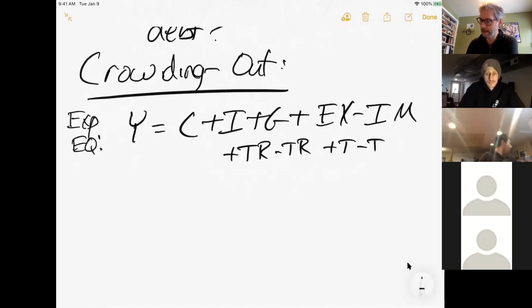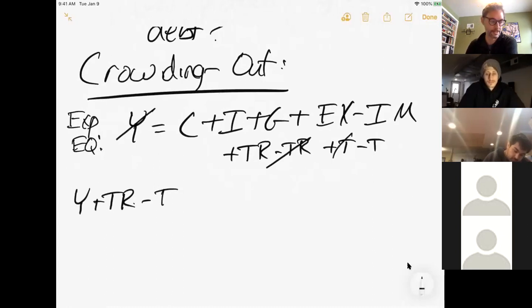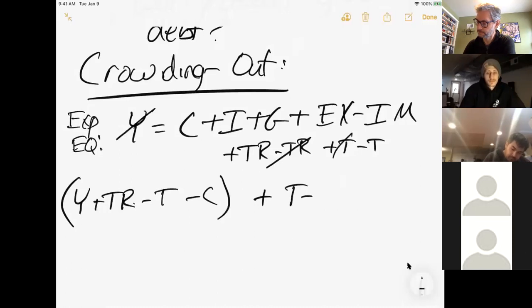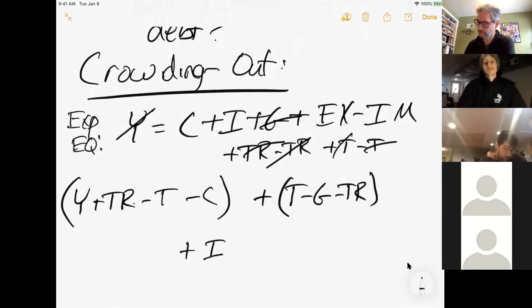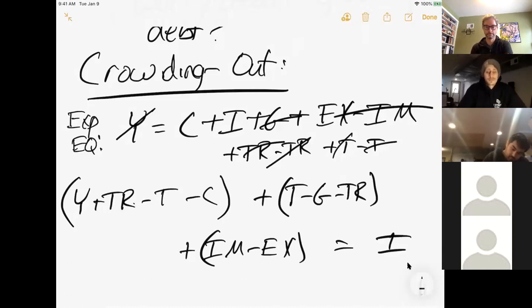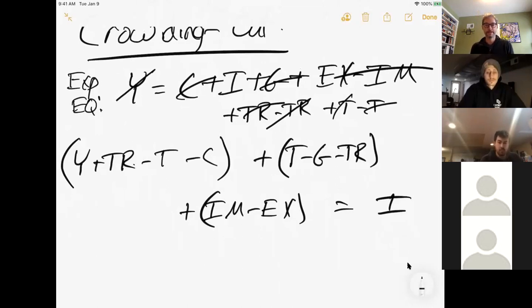And so now what I want to do is collect things together. So I'm going to put Y, and I'm going to put the minus TR over here because it comes plus TR. Put the plus T as a minus T on this side. And lump that all together. And we'll leave I over here on this side. So basically, I've just re-lumped things together. Why have I lumped them together in this way?